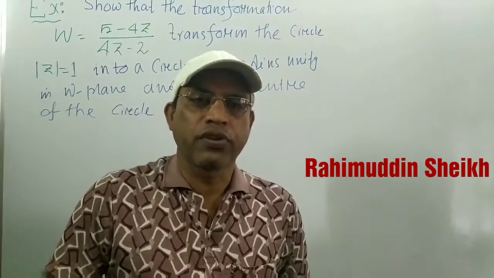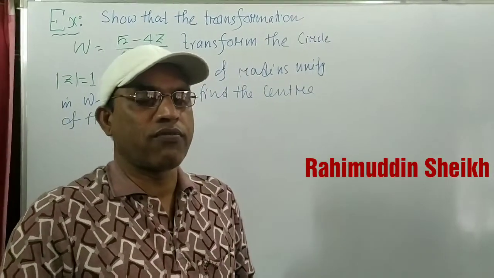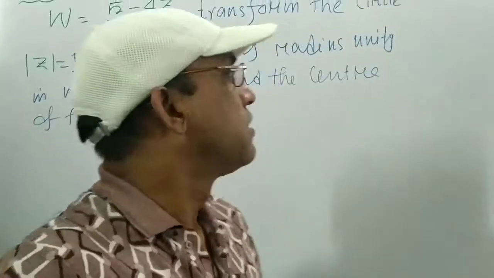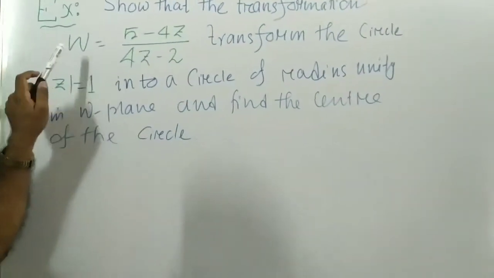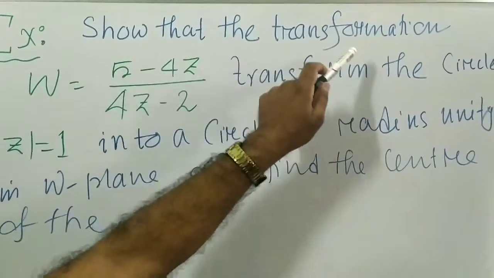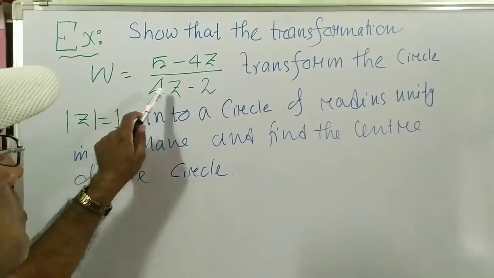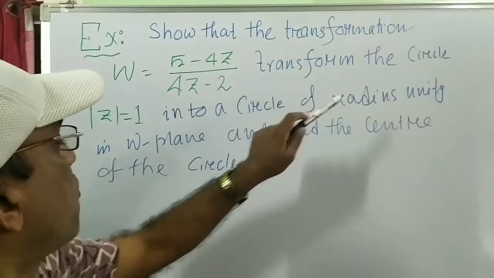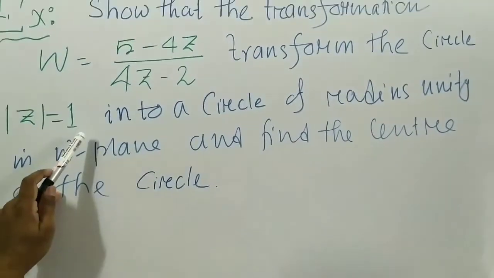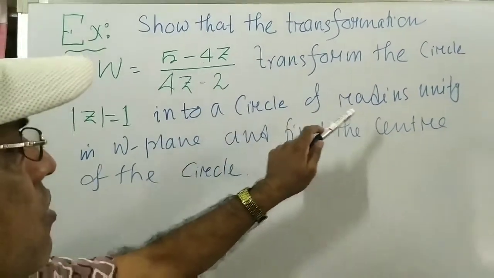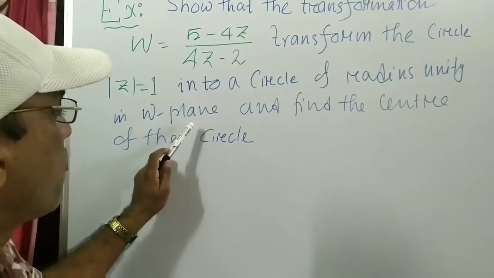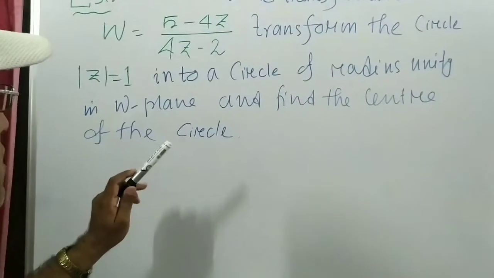Dear student, today consider another problem of conformal transformation. This is the bilinear transformation. Show that the transformation W equal to (5 minus 4z) by (4z minus 2) transforms the circle mod z equal to 1 into a circle of radius unity in the W plane, and find the center of the circle.